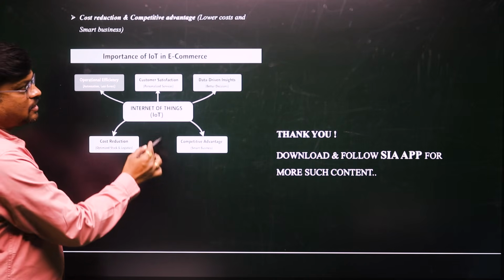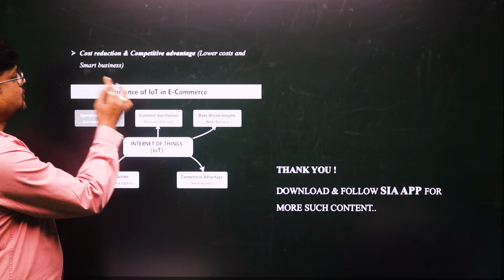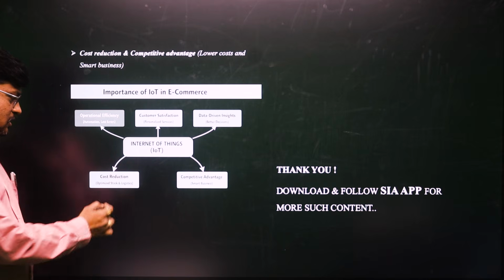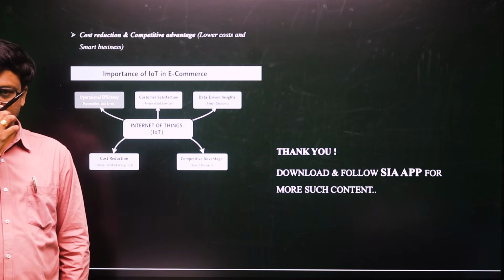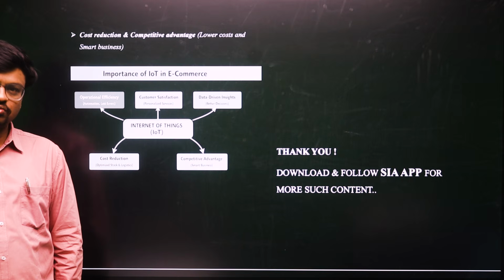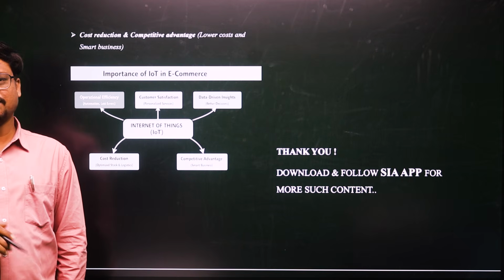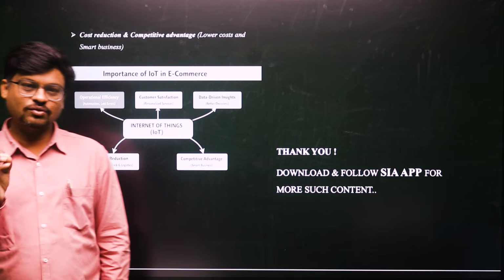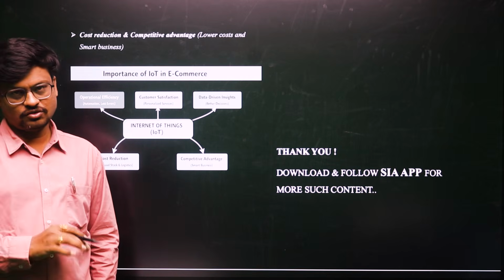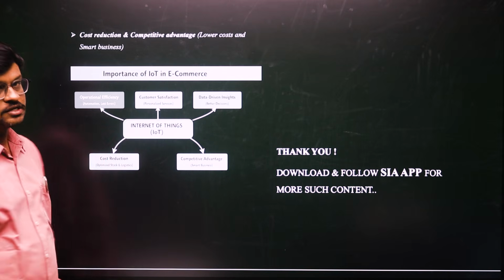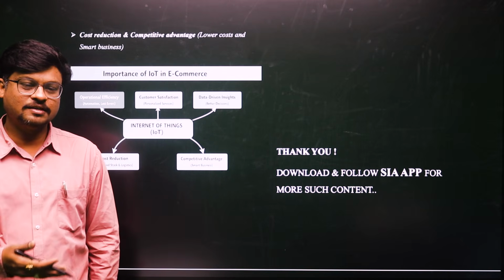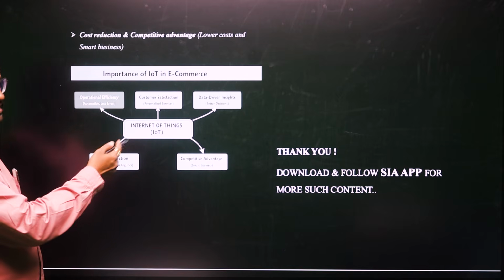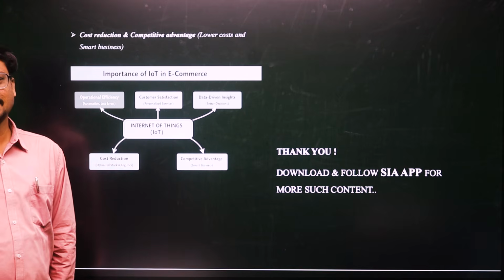As we have covered the other things, the last one is cost reduction and competitive advantage. So instead of sending bulk messages, instead of sending messages to the user which are not liked by him, which are not showing any interest to him, you can send only personalized messages to the user. That lowers your cost and it also creates a little more interest for the user. So these are the importance, these are the advantages of IoT in e-commerce.